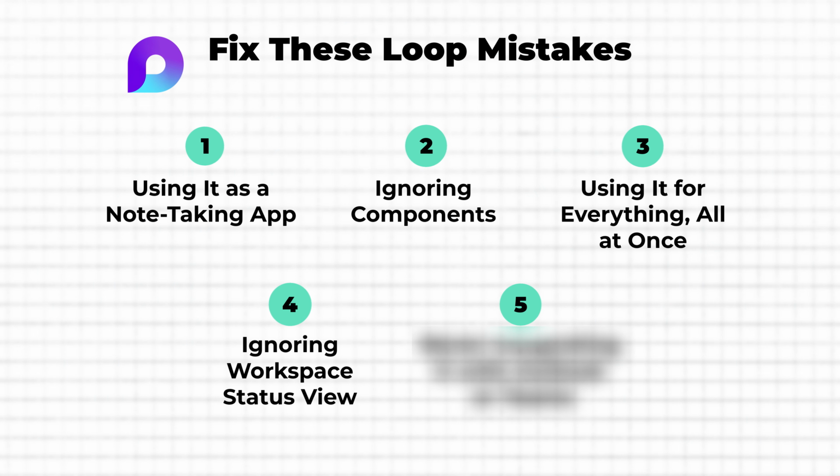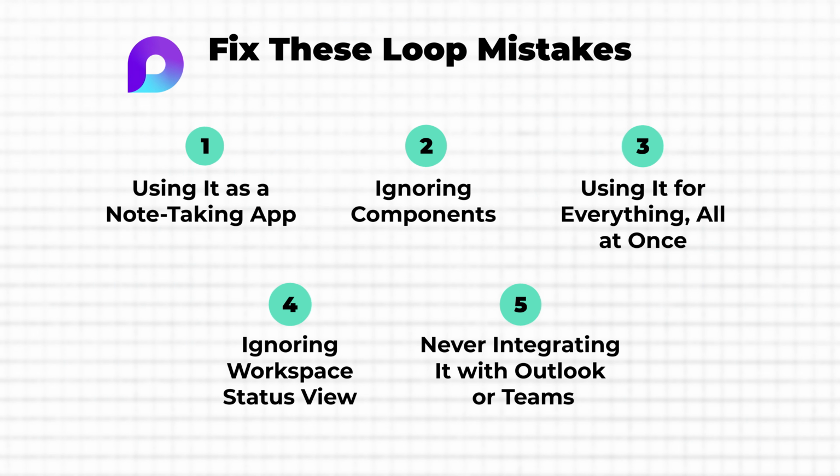And finally, let's wrap up with something also very common, because even when people start using Loop properly, collaborative pages, components, status views, they often keep it all inside Loop, which means they're still switching back and forth between Loop, Outlook, Teams, maybe OneNote, copying links, sending updates manually, and asking, did you see that change I made in Loop? And here's what they're missing.